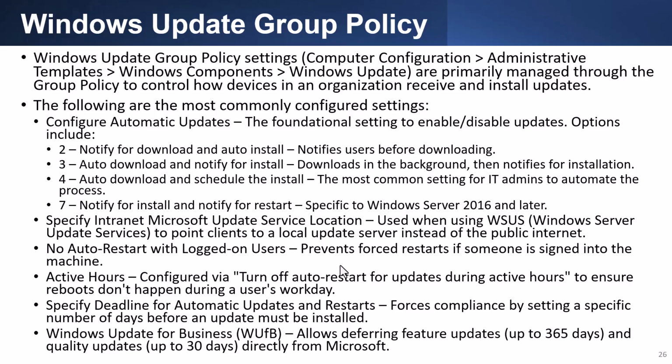Active hours is configured via turn off auto restart for updates during active hours to ensure reboots don't happen during the user's workday. Specified deadline for automatic updates and restarts forces compliance by setting a specific number of days before an update must be installed. And Windows Update for Business allows deferring feature updates up to 365 days and quality updates up to 30 days directly from Microsoft.